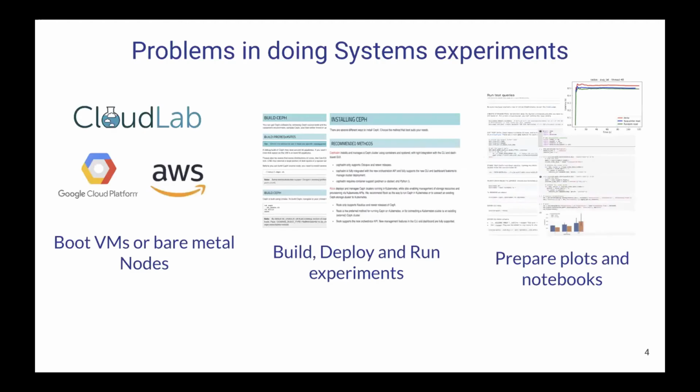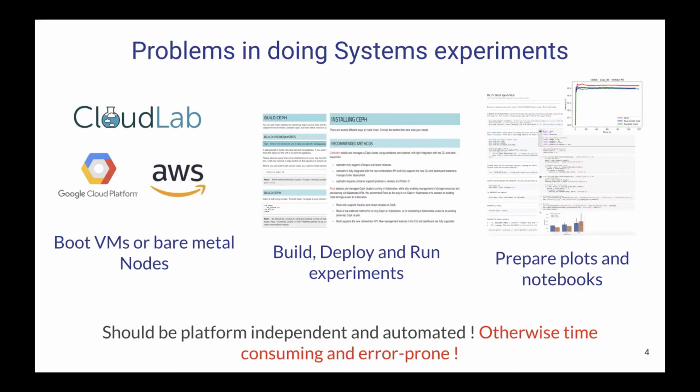So the problem in starting with systems experiments is that when someone starts experimenting with storage systems, they need to first boot up infrastructure for deploying the storage system. That can be in the form of virtual machines or bare metal nodes. Then they have to build and deploy the system on that cluster or the standalone machine, and then run experiments iteratively on that, and then finally download results and generate plots and notebooks for sharing the work.